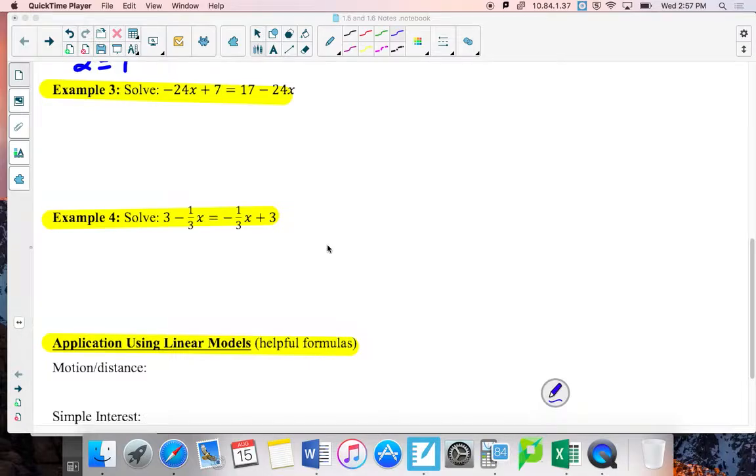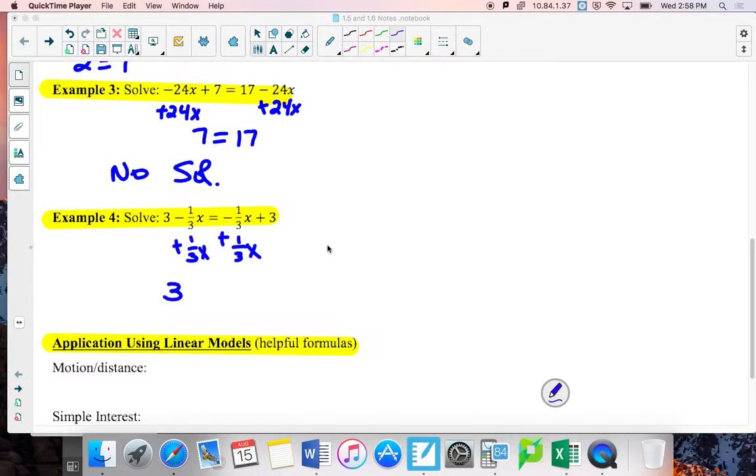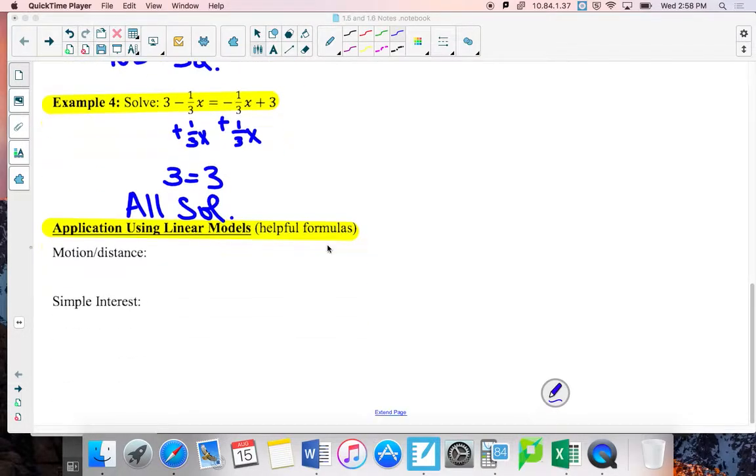So just solving like normal, I would add 24x to both sides. That would leave me with 7 equals 17. Well, that does not make any sense, so this is an example of a no solution. On this next one, if I add 1/3 x to both sides, I'm left with 3 equals 3. This would be an example of an all solution or an infinite solution, same thing, because it's a true statement. No matter what number I plug in, both sides will equal each other.